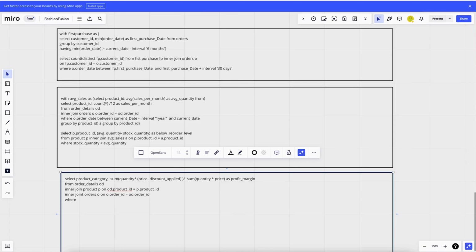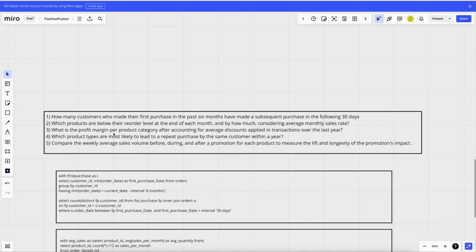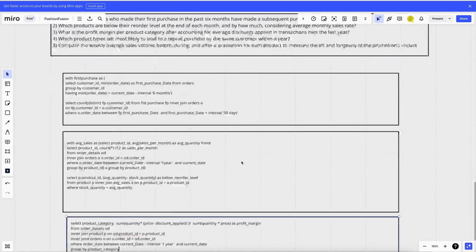Now the only condition I need to check is where order date between current date minus interval of 1 year and current date. And since we have this sum here, let me do a group by product category. So that should give us the profit margin per product category in the last 1 year after accounting the average discounts applied in that transaction.